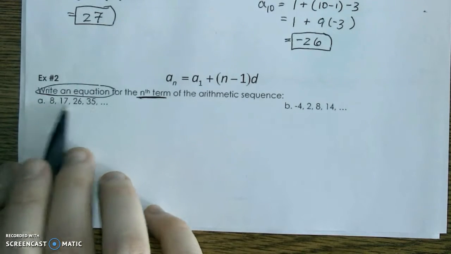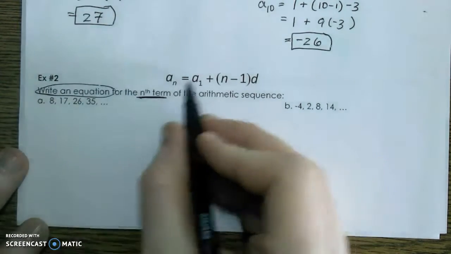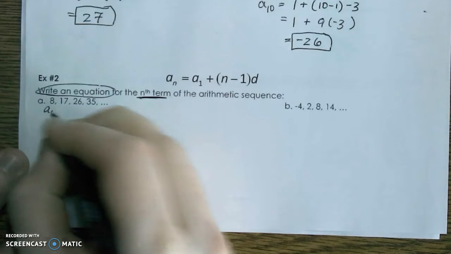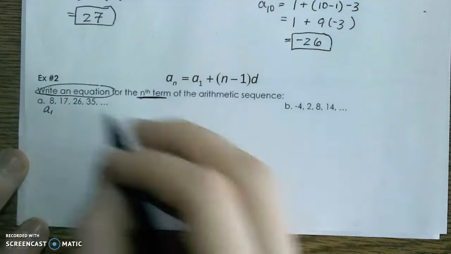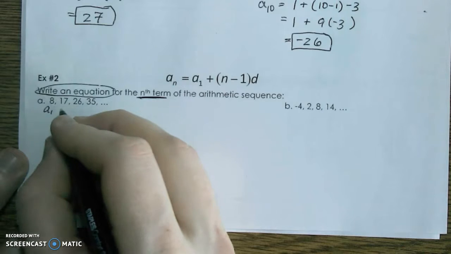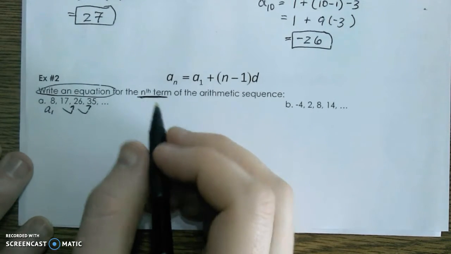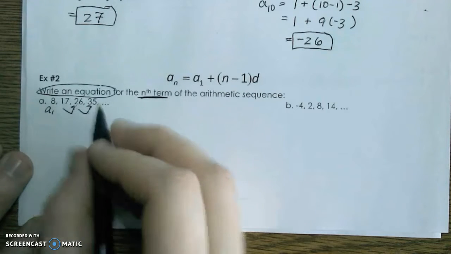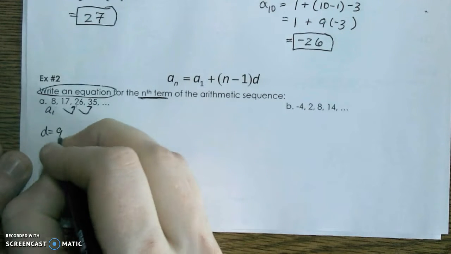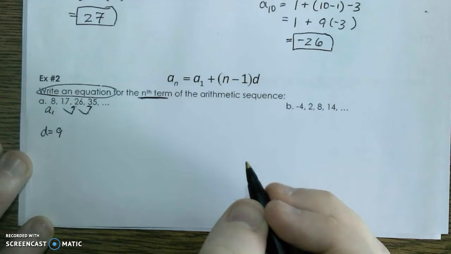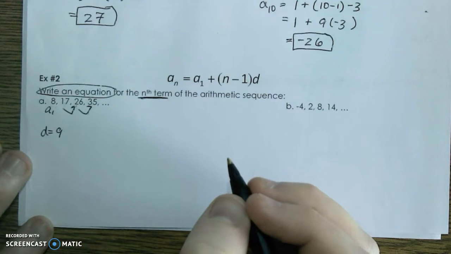So if I'm looking at this sequence, I'm going to identify what I need. I have A1. A1 is the 8. We look at what we're going up by each time. And so if you look through, it looks like we're going up by 9 each time. So my common difference is 9. And that's really all we need.